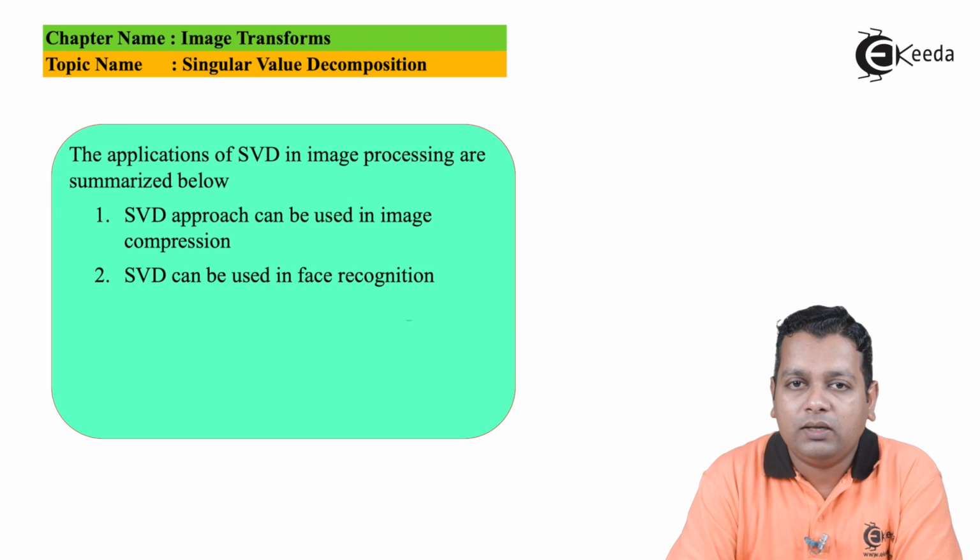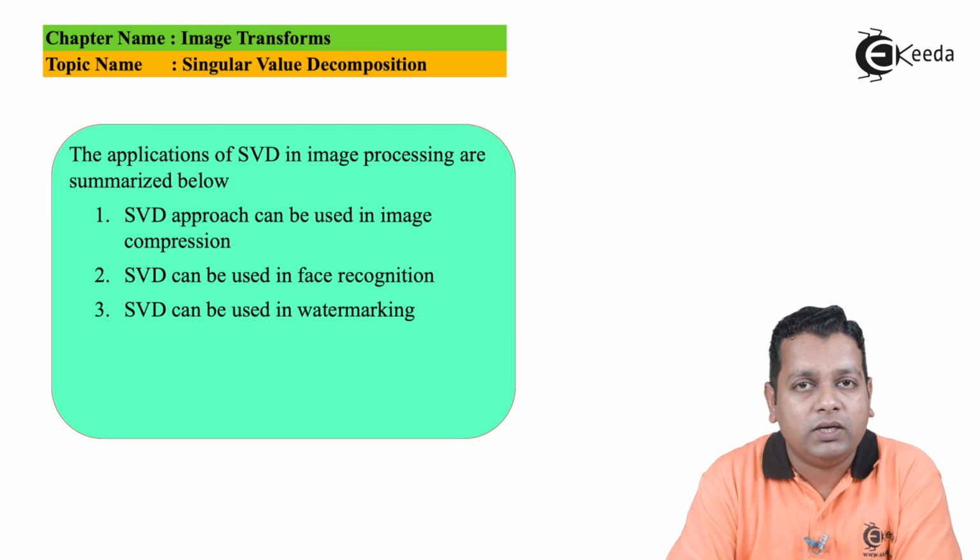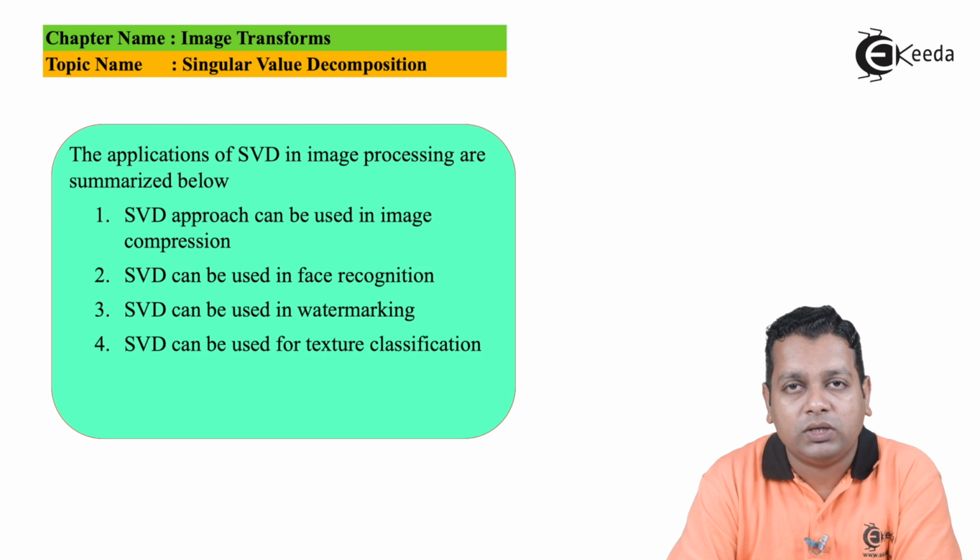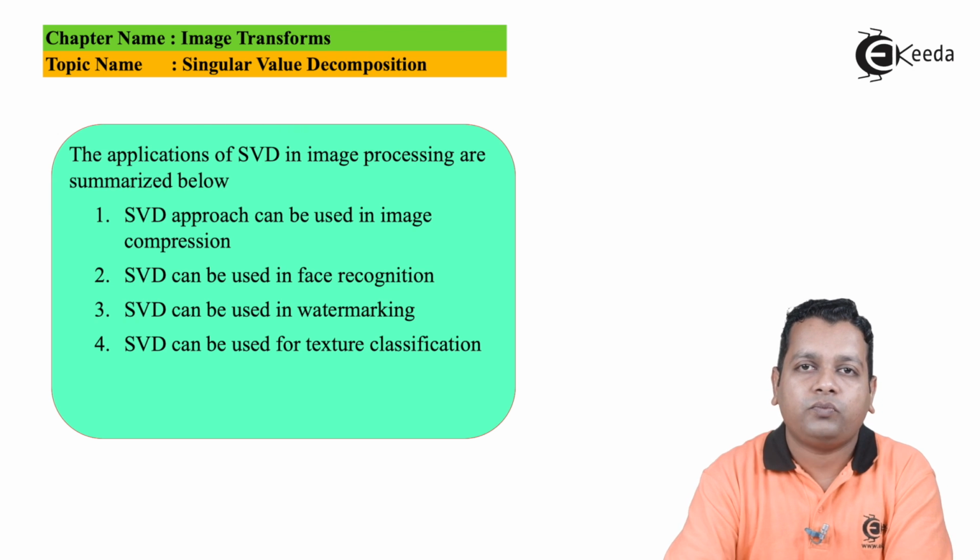Next, SVD can also be used for the purpose of watermarking. SVD can also be used for texture classification. Various types of textures are there in images, and we are going into details in the subsequent chapters. So for the SVD tool, these are also applications: watermarking and texture classification.